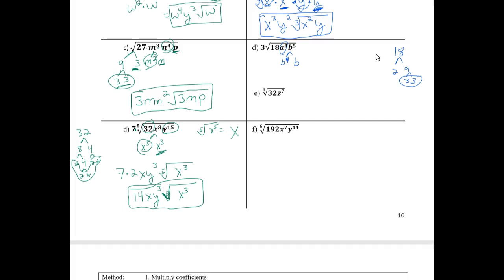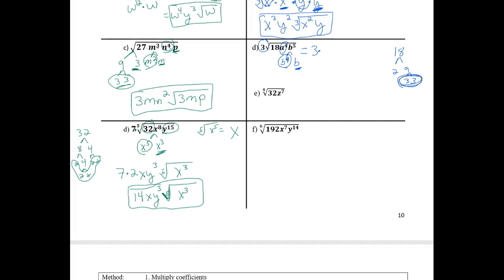Right? So 4 b's here, 1 b there, gives me b to the 5th, which is what I started with. And that b to the 4th is a perfect square and can come out. This b is going to be stuck underneath the radical. So let's simplify. I still have this 3 in front. Don't forget that. So 3 times, I'm taking out a 3 from my 18.